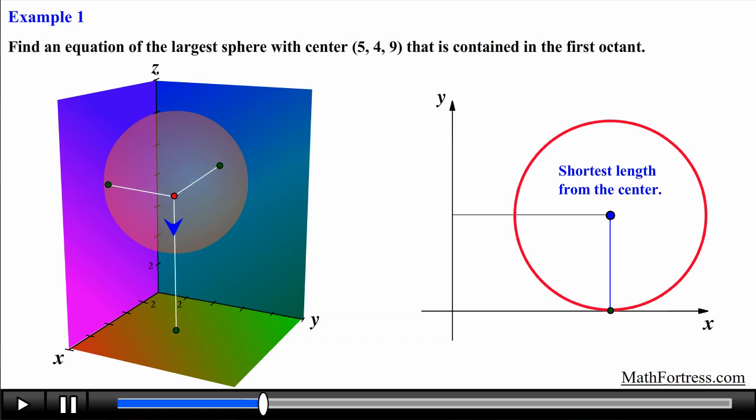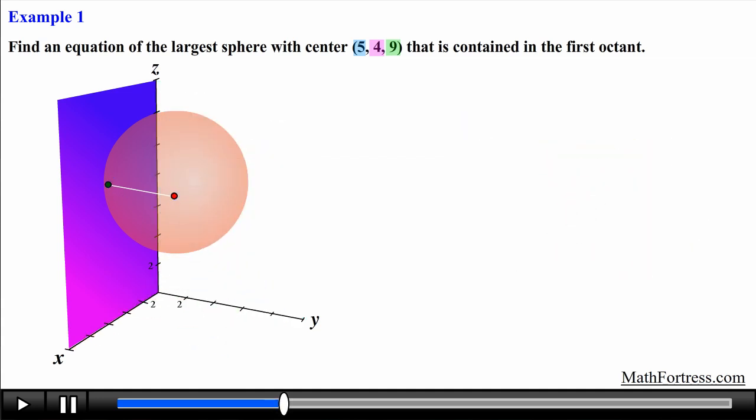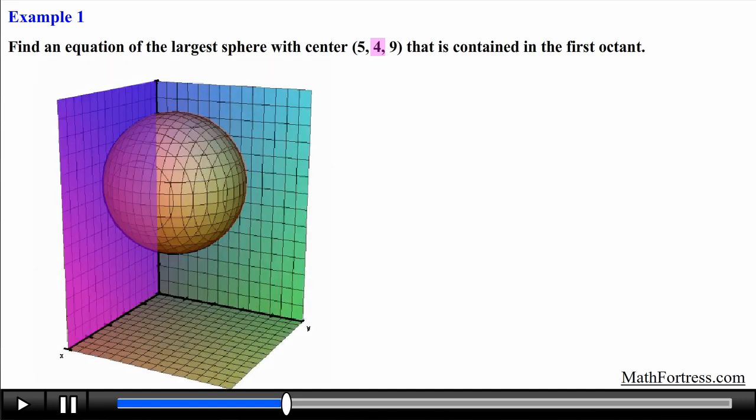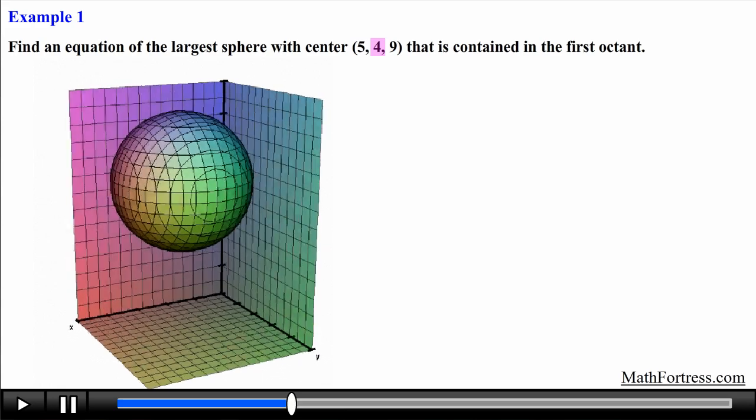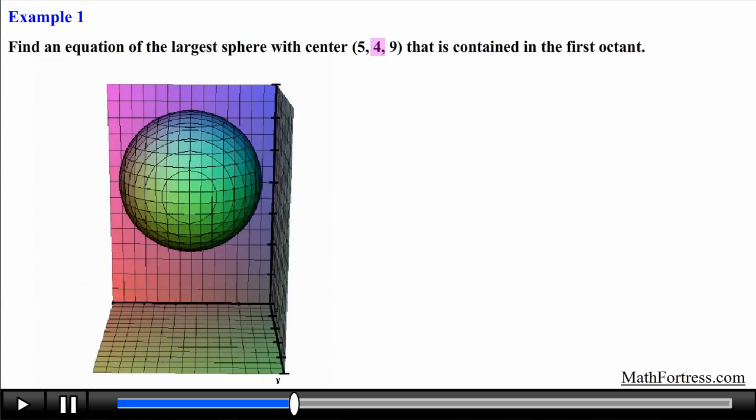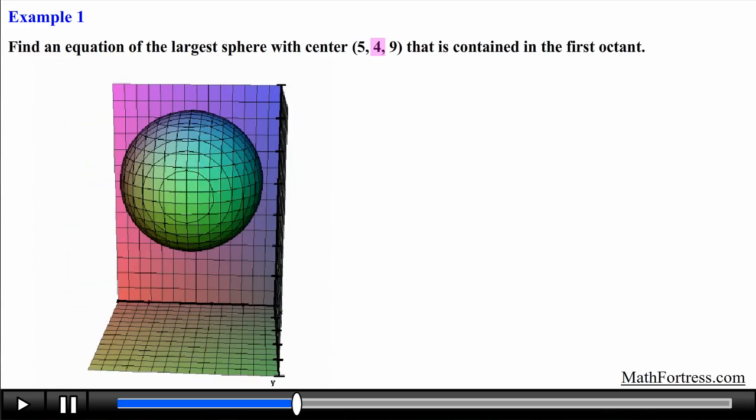This means that the xy plane is 9 units away from the center. The yz plane is 5 units away from the center, and the xz plane is 4 units away from the center. If we were to let the sphere expand, it will end up hitting the xz coordinate plane. If the sphere is allowed to expand beyond this plane, it will cease to be contained in the first octant. So the radius of the sphere is equal to 4.